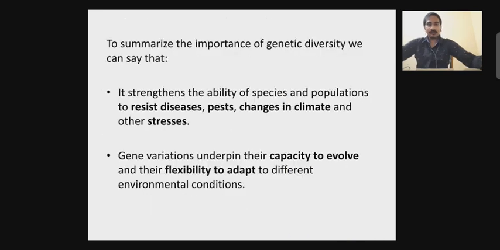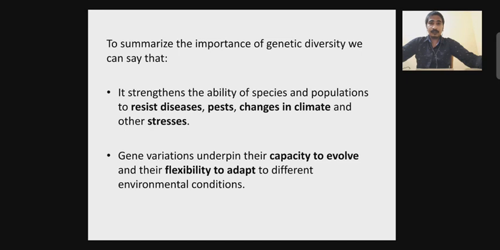So, to summarize the importance of genetic diversity, we can say that it strengthens the ability of species and populations to resist disease, past changes in the climate, and other stress. You might have heard the term drought-resistant crops. So what are all these? These are genetically modified crops, or genetically able crops, that resist such unfavorable conditions. Suppose there are adverse climatic conditions, a very hot and arid area. Then some of the plants still grow in that, isn't it?